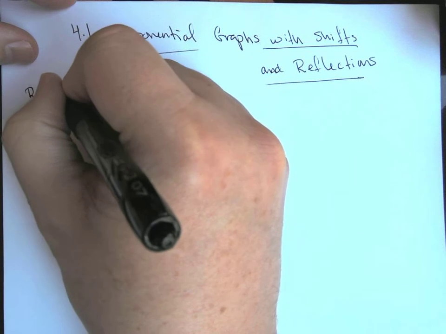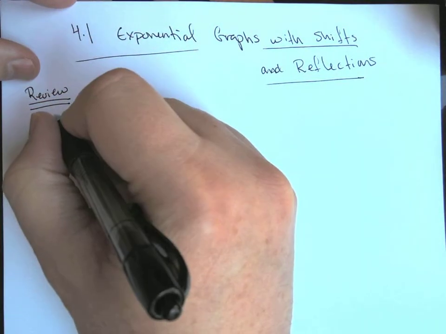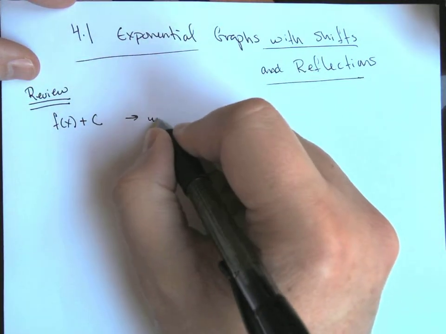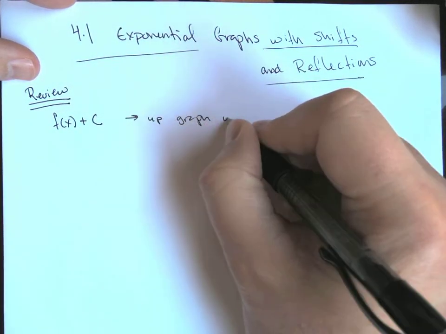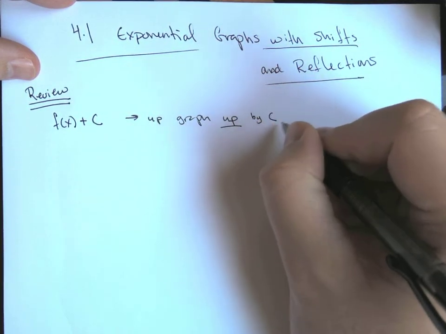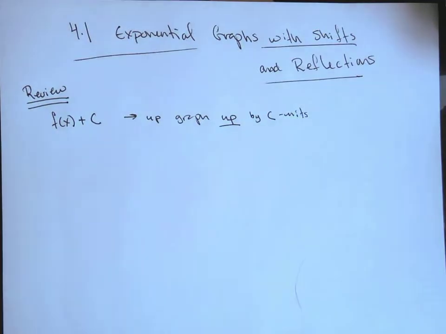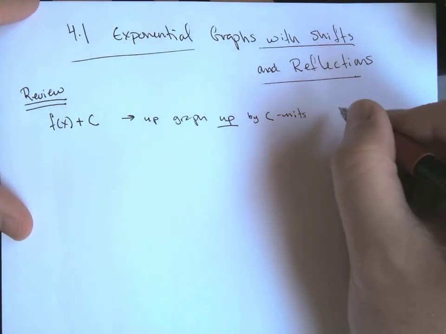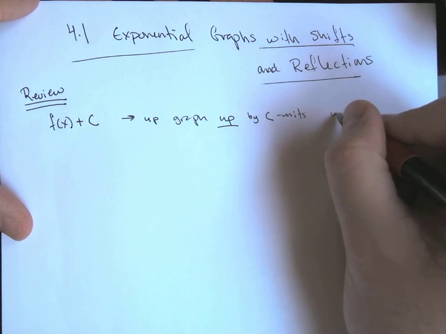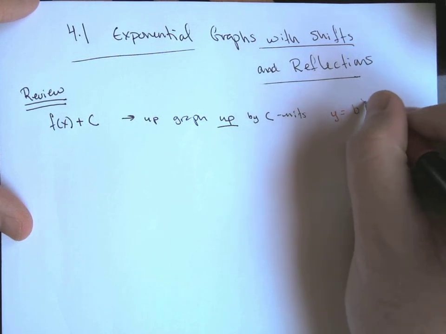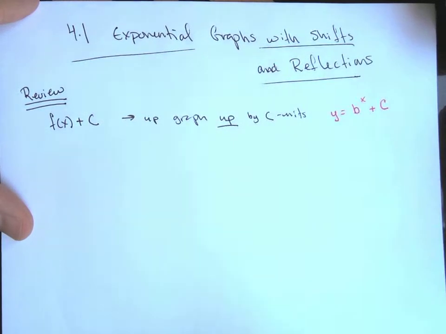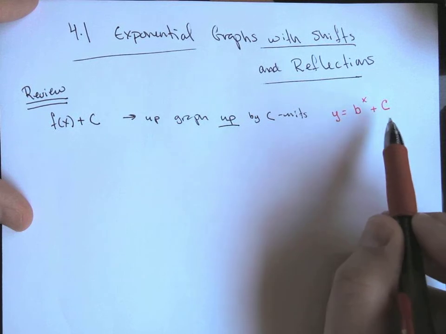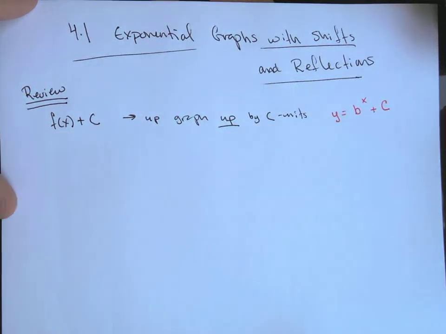So quick review. If I do f of x plus c, that's going to move my graph up by c units. And what that's going to look like on an exponential graph, the exponential version, would be something like y equals b raised to the x, and then you're just adding some number on the end of it. So f of x itself is our b to the x. We're just doing plus c on the end, which means we just get b to the x plus c.